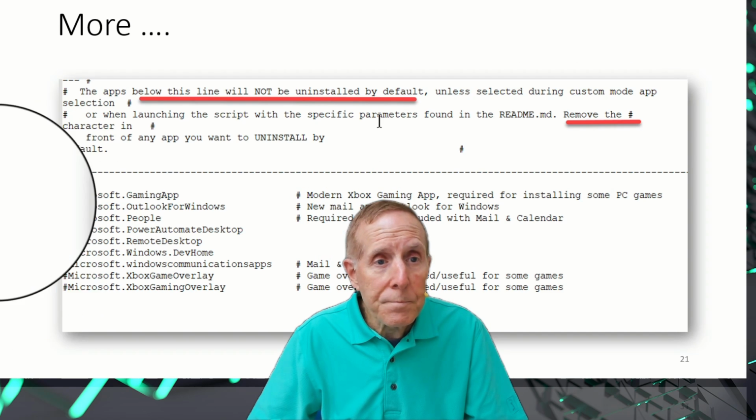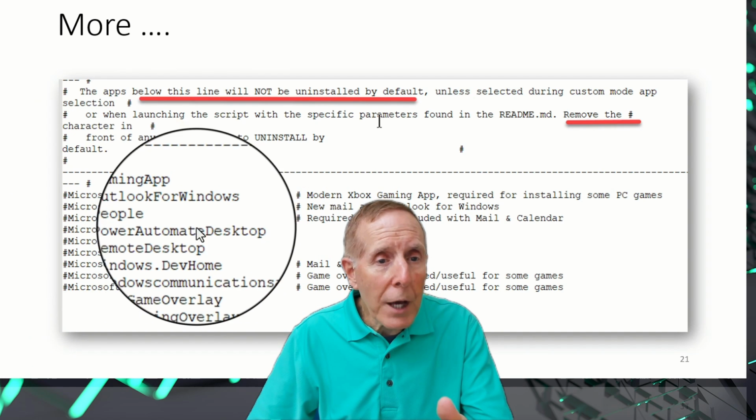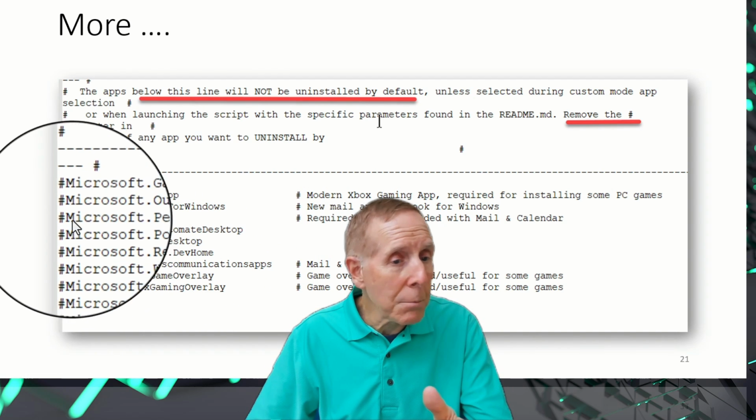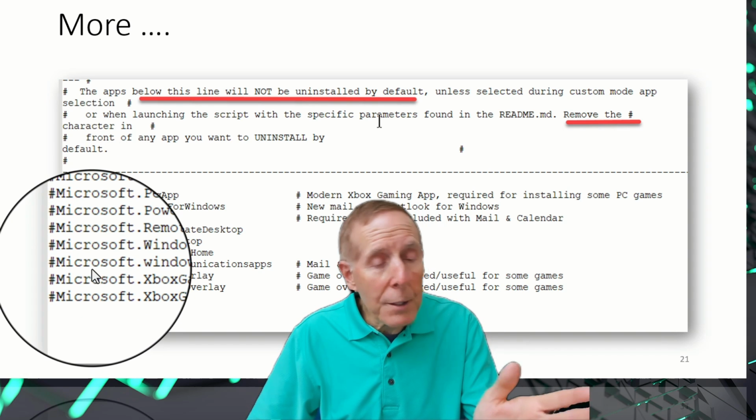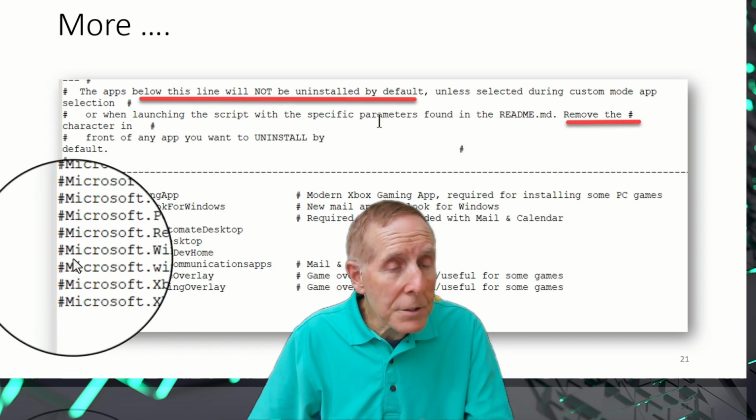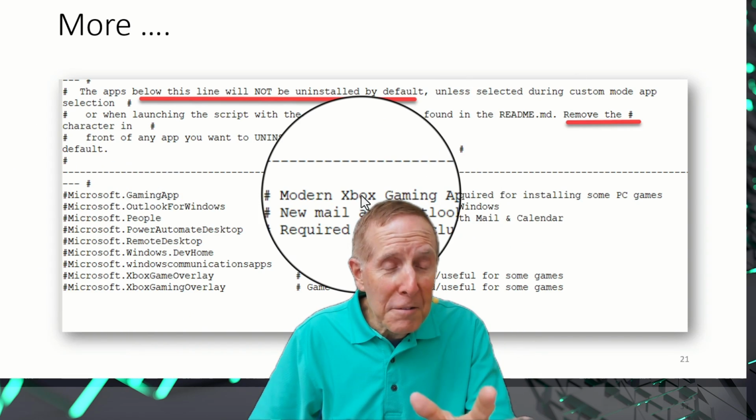One more section, more items that will not be removed. They have the pound symbol in front of the application. So again, if you want them to be gone, just delete the pound symbol. Now make sure you save your changes.